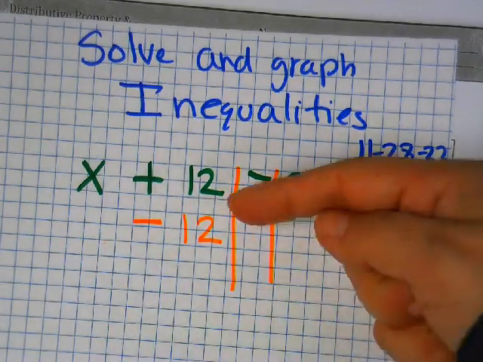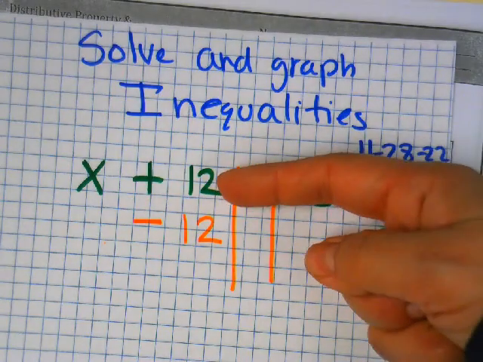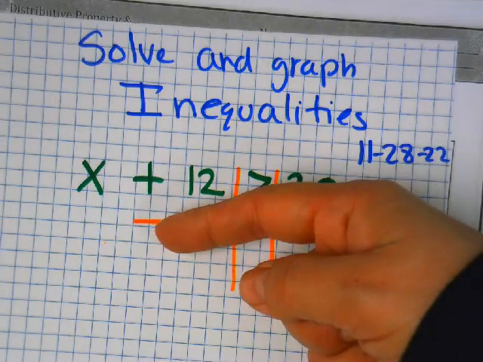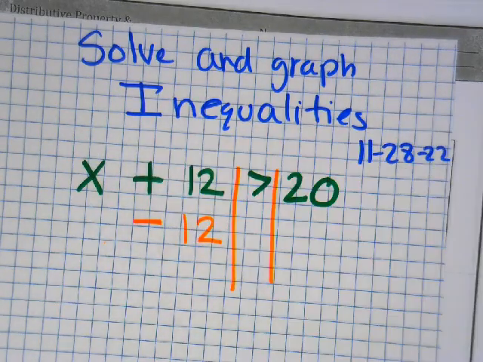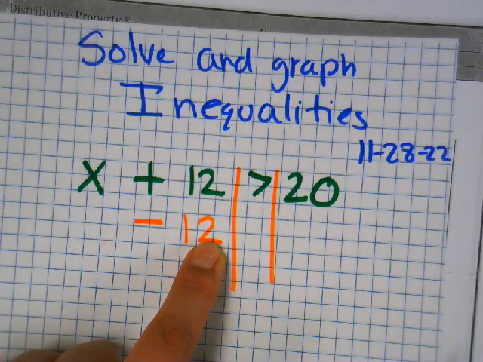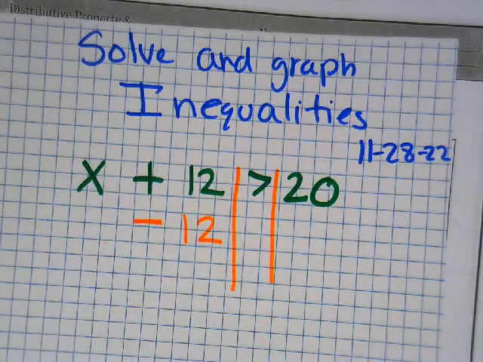This number is exactly the same. You see, it says 12, I wrote down 12. It says plus, I wrote down minus. So this is the opposite. Because what's 12 minus 12? 0. And that's what I want. I want to get rid of it. A 0 makes it go away.